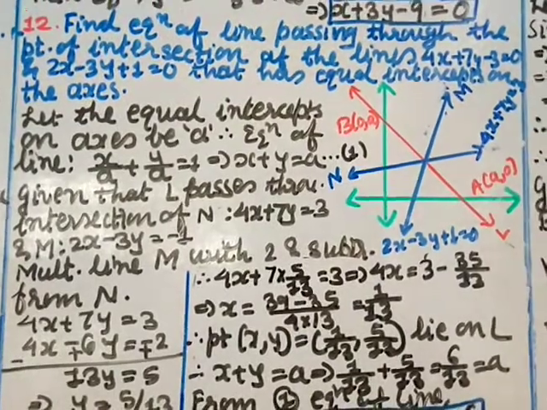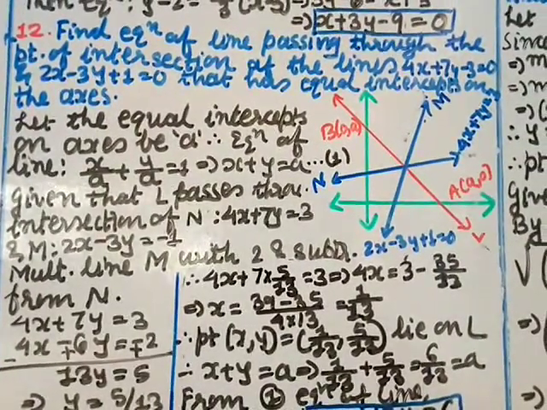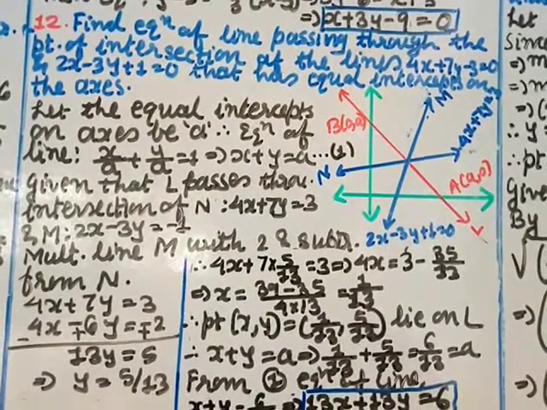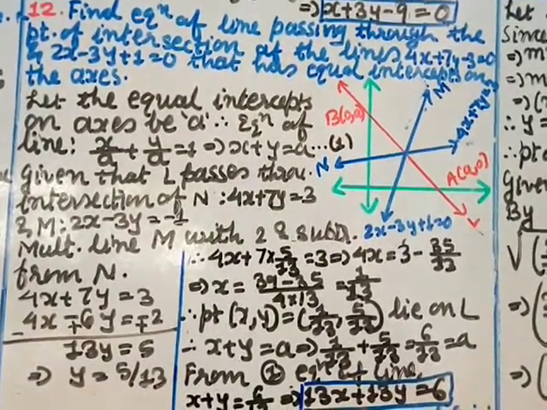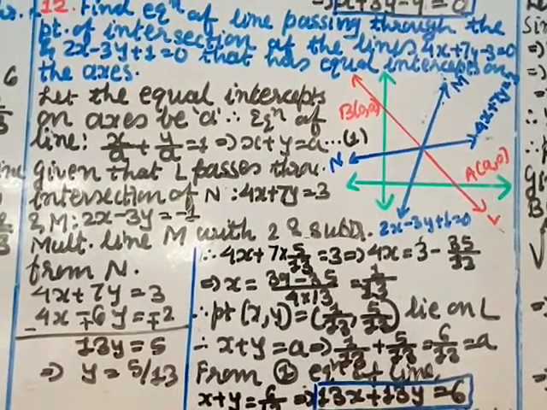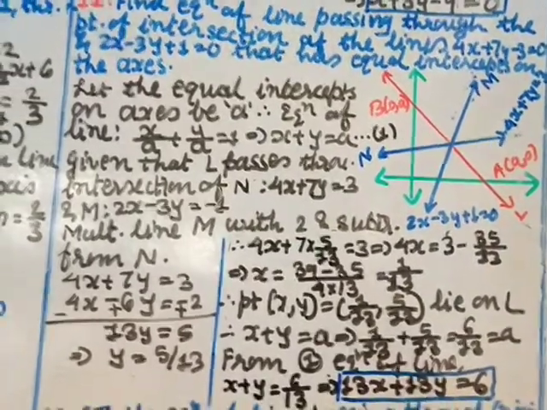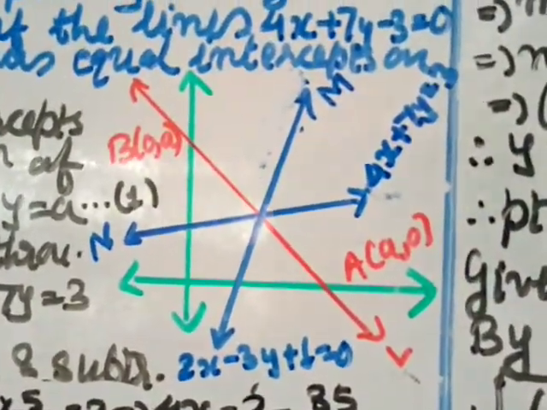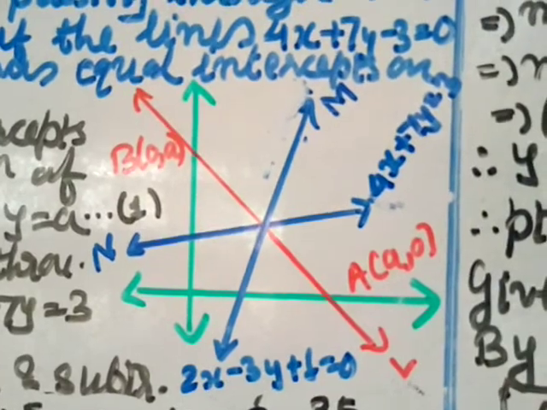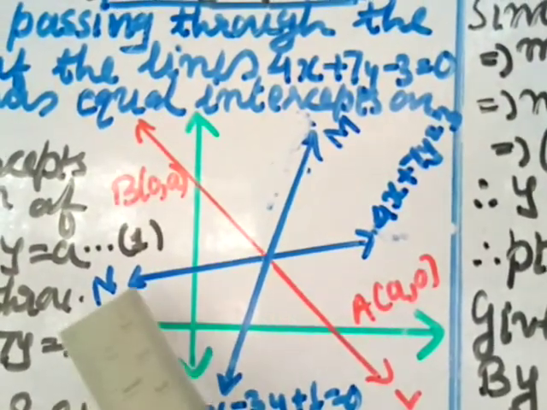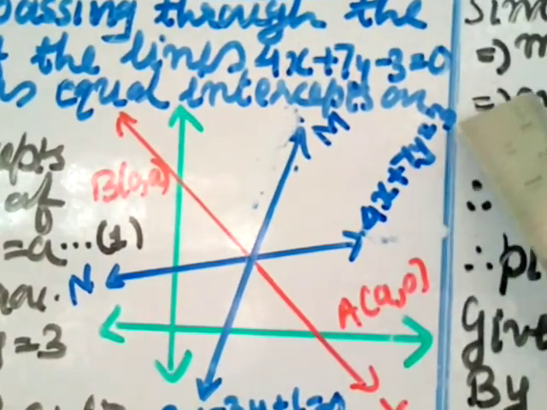Question number 12. Find equation of line passing through the point of intersection of the lines 4x plus 7y minus 3 equal to 0 and 2x minus 3y plus 1 equal to 0 that has equal intercept on the axis. Okay, so here is the scenario. You are given two lines, M and N, and you have to find line L. M line I call it as 2x minus 3y plus 1 equal to 0. N line you call 4x plus 7y equal to 3.